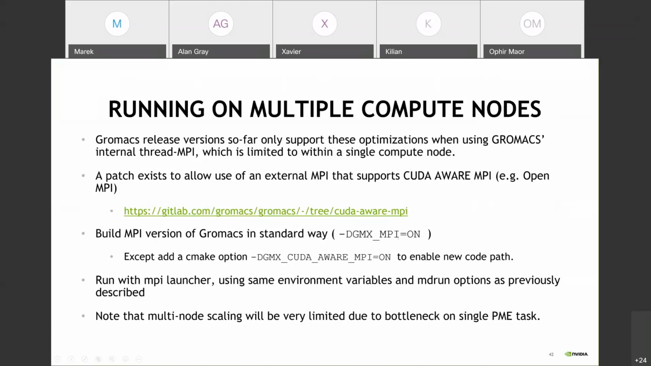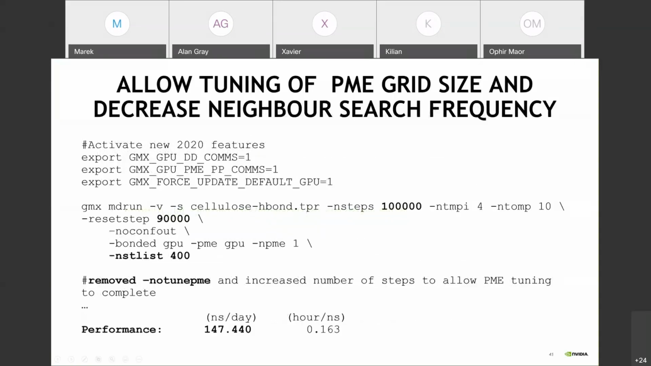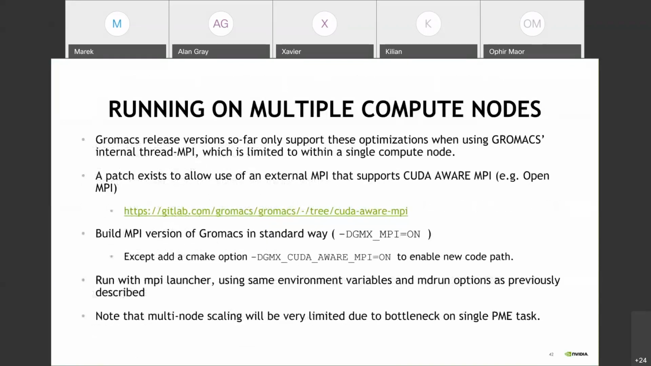It's with MPI switched to on, which means you want to use an external MPI library rather than the internal MPI library. You also need to add another CMake option to switch CUDA-aware MPI on to enable the new code path. Once that's on, you can run in the equivalent way, but rather than doing gmx mdrun, you'll use a standard MPI launcher like mpirun -N4, and you get rid of the -ntmpi 4 here, because you're moving from thread MPI to external MPI, so you're doing it as a proper MPI job. Then the rest of the options will be the same.